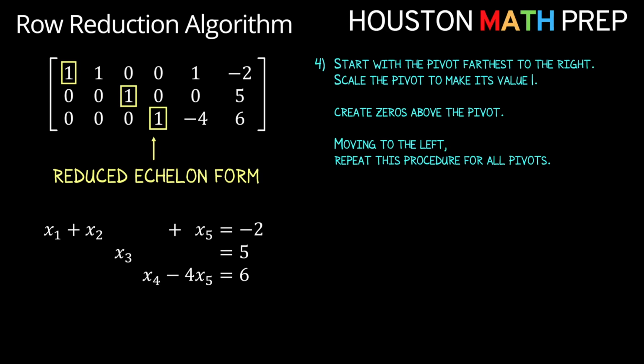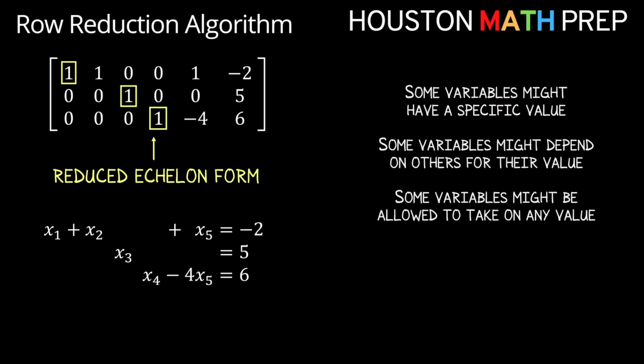So you can see that we don't just get specific numerical values for the solution of all of our variables. We get a specific value for our third variable, right? Here it tells us that x3 is equal to 5. But all the other variables in our system seem undetermined somehow. What we'll need to keep in mind when solving a system is that some variables might have specific values and some variables might depend on other variables for their values.